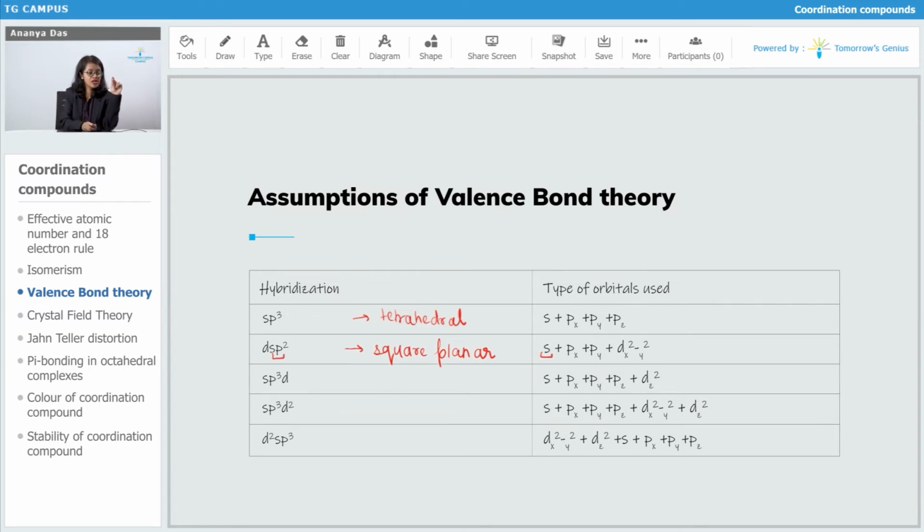And only one d orbital is getting hybridized, and that d orbital is specifically the dx2-y2 orbital. That is the axial d orbital. This is the specific one. You cannot just use any random d orbital for hybridization and get a square planar complex. A square planar complex will only be formed if dx2-y2 is used for hybridization. Next, we have sp3d. So this is trigonal bipyramidal geometry it will give you.